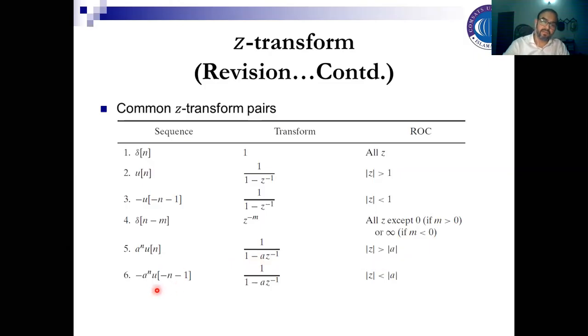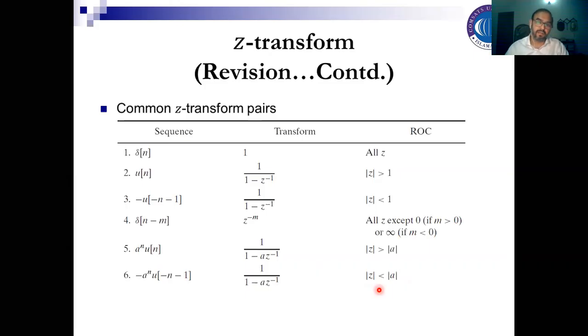In example 3.2, we saw that a left-hand sided sequence such as minus a to the n u of minus n minus 1 has the same z transform. But the thing which differentiates between these two transforms is the region of convergence. So in that case, mod z is less than mod a. So a is not included. a is the pole. a is not included in the region of convergence.